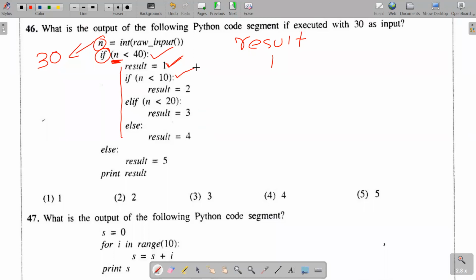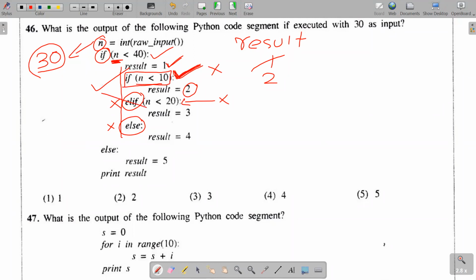Then it comes to the next one. It is checking whether n is less than 10, n means 30, 30 is less than 10. That is correct as well. Then 2 will be assigned to the result. Then the result is going to be 2. So if this is correct, it's not going to come over here. Then it's straight away go to the print result. So it will print 2.